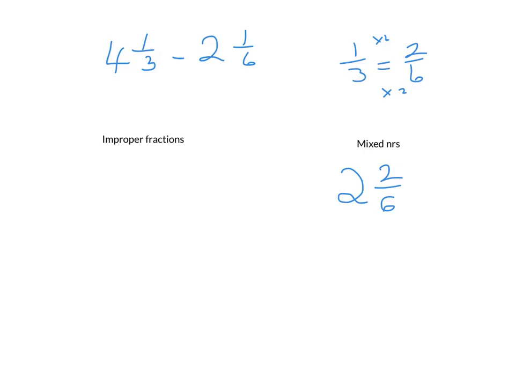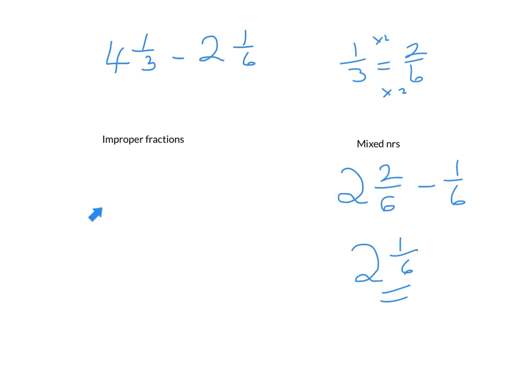Now I've got 2/6 take away 1/6, because remember we've already dealt with the whole numbers here. We can forget about those now. It's just these two we're looking at. 2/6 take away 1/6 is 1/6. But when I write the answer, I include my whole number because that's part of the answer, 2 and 1/6.